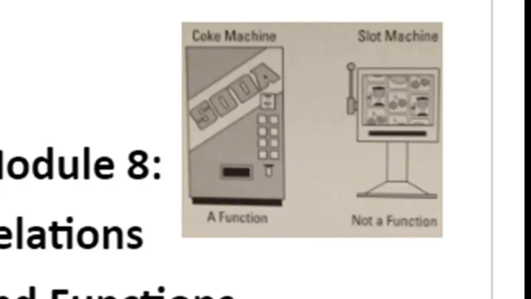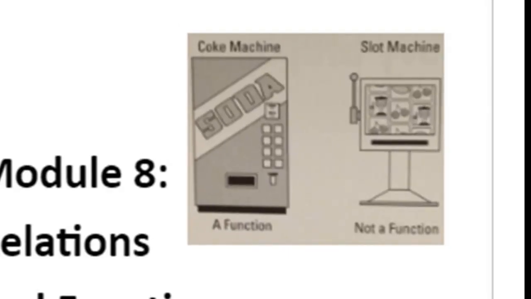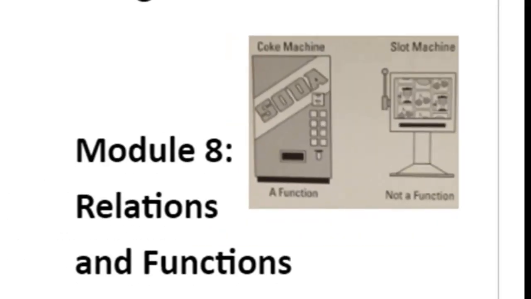No. Okay? So in this example, the Coke machine is a function. You hit the button, that's your X, and your Y is what you get. Whereas the slot machine is not a function. You pull the arm, that's your X, and you have no idea what you're going to get. So that's why I included that picture.